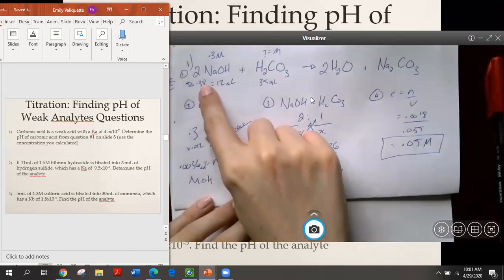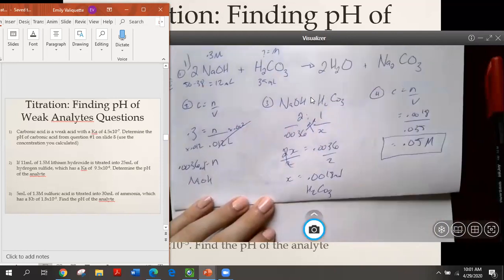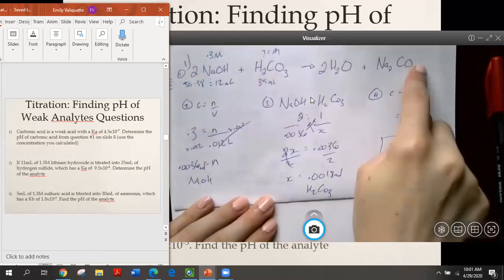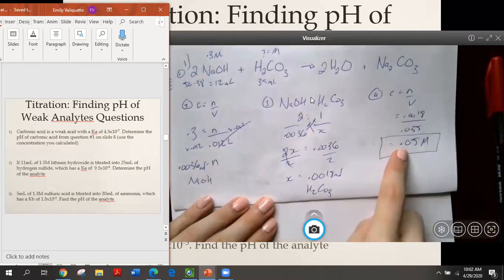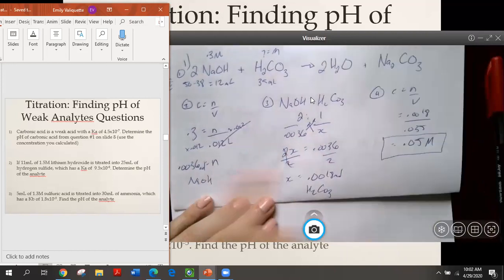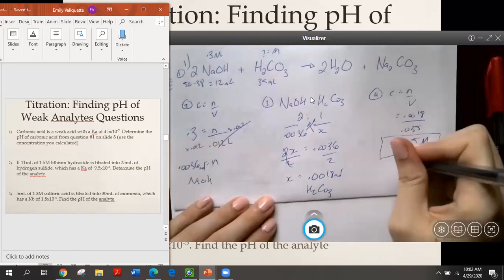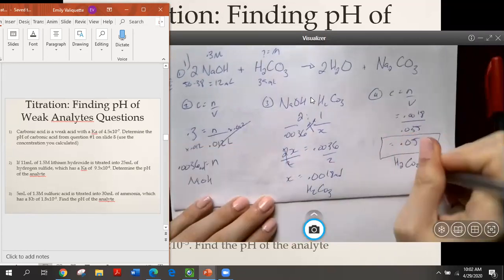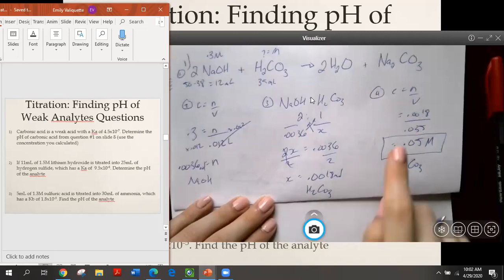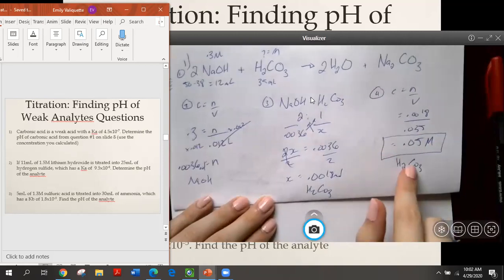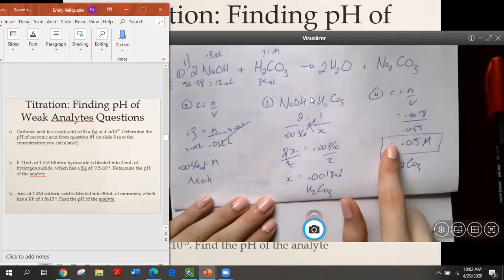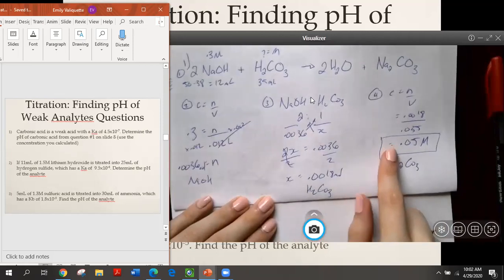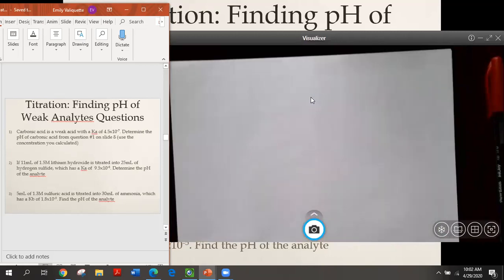So in this case, we've already done the solution stoichiometry part. So you start with your balanced chemical equation, C equals N over V, mole ratio, back to C equals N over V. That is our concentration of the H2CO3, the carbonic acid. We're now going to use that concentration, and instead of plugging it into the mole ratio like we would if this was a strong acid or base, we're going to plug this into our Ka formula instead. So let's see what that would look like.